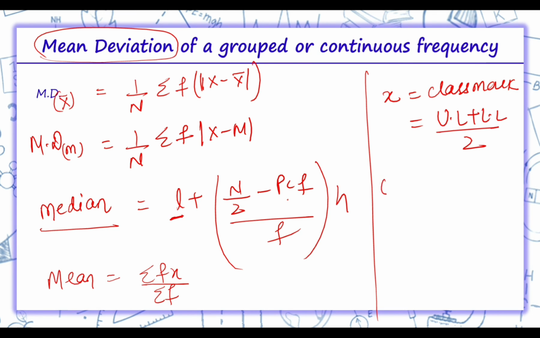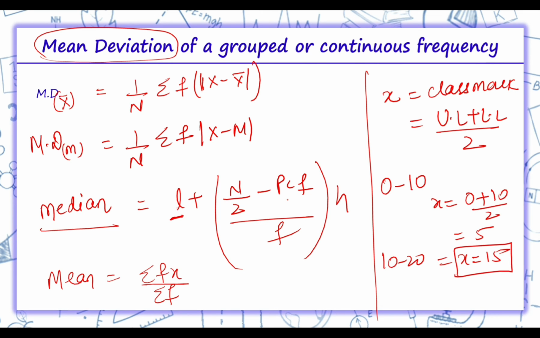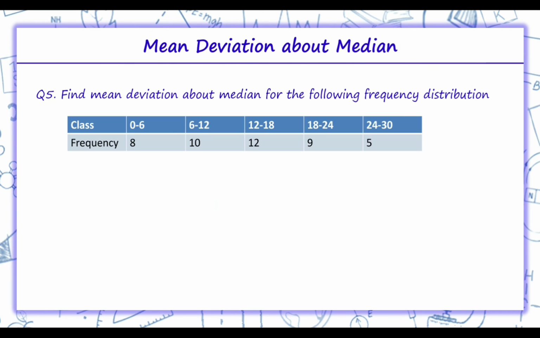Let's suppose the continuous class is 0 to 10. Its x will be 0 plus 10 by 2, which is 10 by 2, that is 5. Similarly for 10 to 20, it will be 10 plus 20 by 2, which is 15. So this is how we calculate the class mark, then we calculate the median, and then the mean deviation about median. If we have to calculate mean deviation about mean, first we'll calculate the mean and then the mean deviation about mean. Coming on to the question.